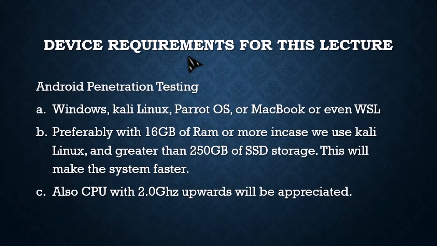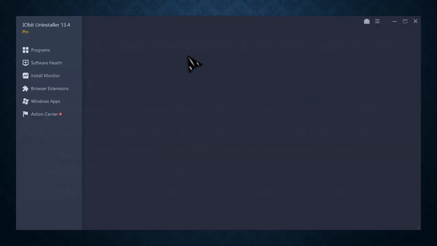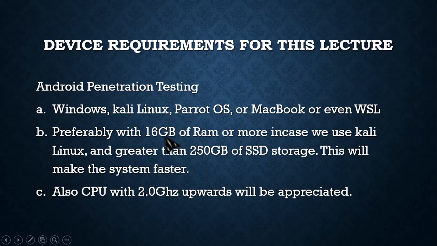So now the requirements for this lecture. In Android penetration testing, you need a Windows machine. You can also test using Parrot OS, Kali Linux, MacBook, or even Windows Subsystem for Linux. If you type Windows Subsystem for Linux, it's kind of Linux in your Windows. Preferably you can use 16 gig RAM, or maybe from 8 to 16. But if you want it to work well, you're going to use 16 gig RAM. Now, I prefer using SSD. Also, your CPU should be 2.0 gigahertz upwards for smooth testing.